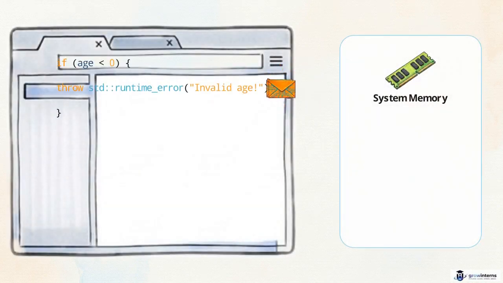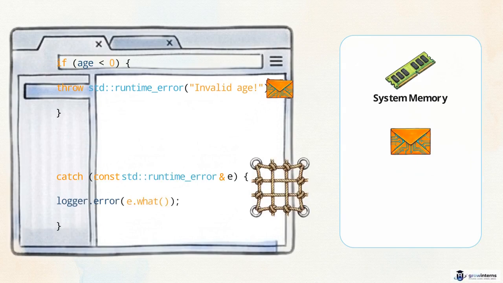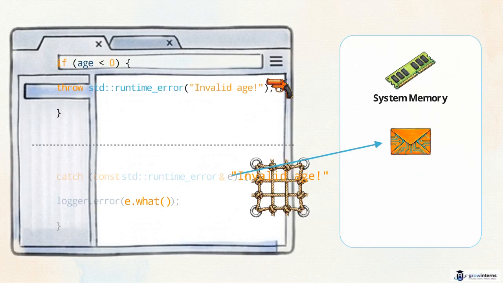We throw a runtime error, like firing a flare gun with a message. The catch block intercepts it by reference using an ampersand, preventing memory copies. We extract the text using the what function. By separating the throw command from the catch block, you isolate the logic that detects bad data from the logic that cleans it up.